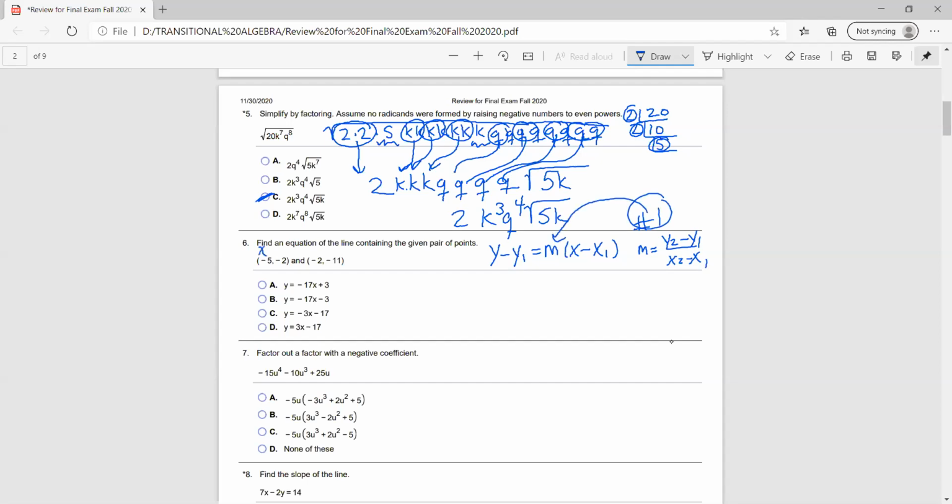So I'm going to let this be my x1, y1, and let this be my x2, y2. So when I'm finding my slope, it says to do y2 minus y1. So my y2 is negative 11, my y1 is negative 2, so I would say negative 11 minus negative 2. Okay, now I've got x2 minus x1, so negative 2 minus a negative 5.